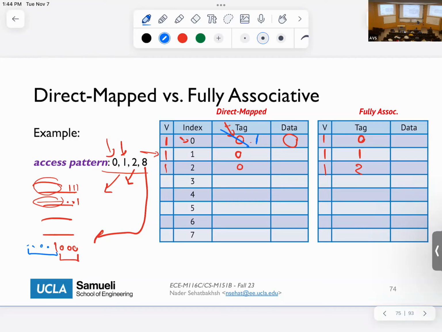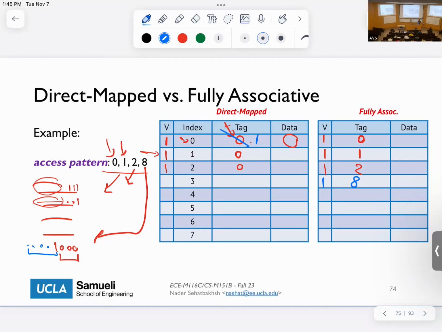For fully associative, though, I don't need to kick anything out. I just put 8 here, okay? So that's the difference fundamentally between direct map and fully associative, that in fully associative, you kind of utilize your space a little bit better, okay? So in all of these cases, these are all misses because my cache is empty. But if I repeat this, you will see that at some point you get some hits.